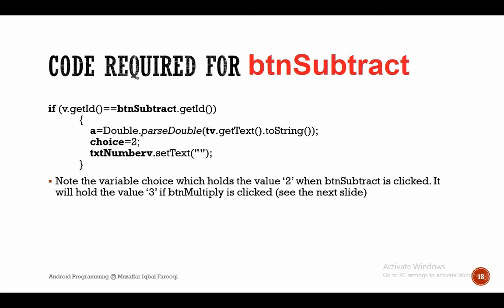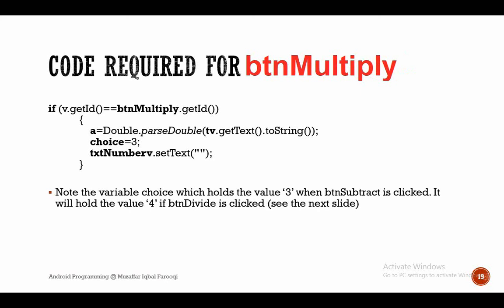This is the code to be executed when the user clicks on minus button at runtime. It is the same as written for the plus button. The only difference is that the variable choice will hold the value 2 instead of 1. This is the code to be executed when the user clicks on multiplication button at runtime. It is the same as written for the plus and minus buttons. The only difference is that the variable choice will hold the value 3 here.